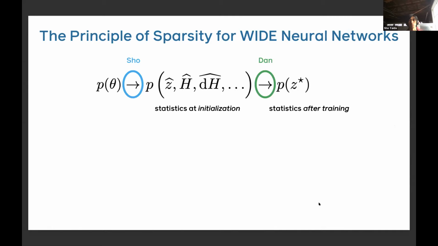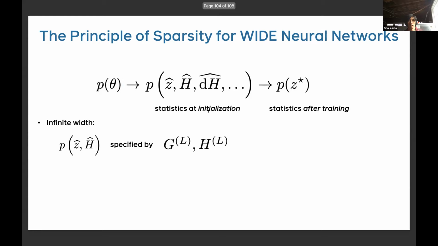So to summarize, I've covered the principle of sparsity for wide neural networks. Just to put it in context, Dan has covered the mapping from the statistics at initialization to the statistics after training. And I've covered the technique, or theoretical machinery, to go from microscopic information about the model parameter distribution at initialization to the statistics of important things at initialization.